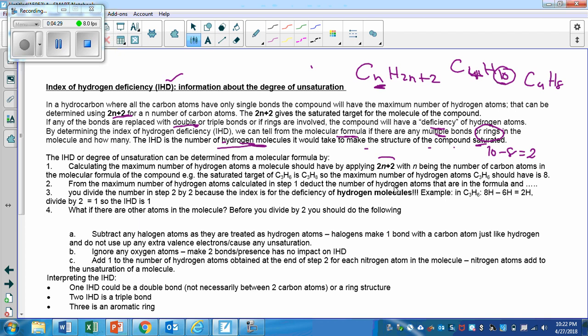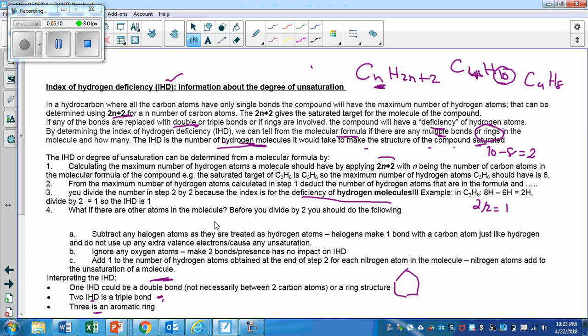Now once I calculate this 2, I will divide it by 2 because I am calculating the deficiency for a molecule. So 2 divided by 2, the IHD will be 1. If the IHD is 1, that means there is a double bond between any 2 carbon atoms. If the IHD is 2, that means I have a triple bond. If the IHD is 3, that means it's an aromatic ring, some kind of cyclic compound or benzene ring or something like that.